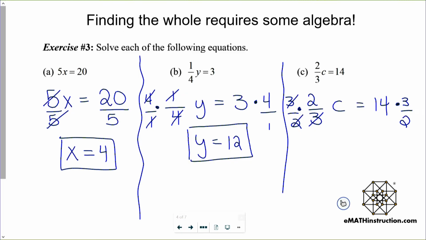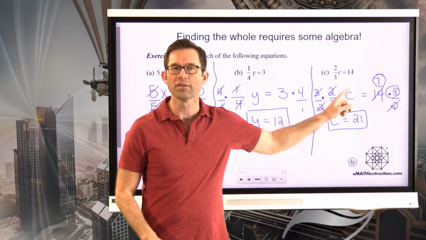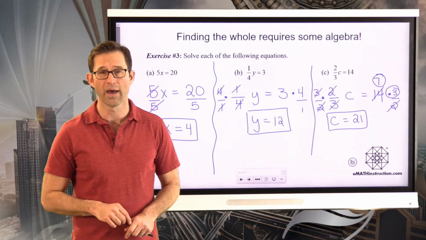3 cancels 3, 2 cancels 2. And now this is easy enough. We can cancel a 2 into a 14, gives me 7. 7 times 3 then gives me 21. All right. And we're going to have to do a fair amount of this in the coming exercises, so I wanted to review it with you right off the bat.